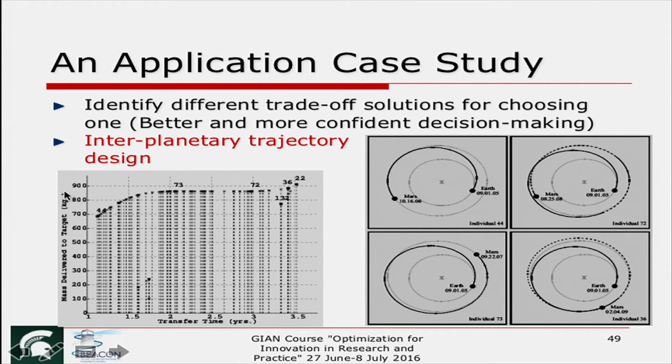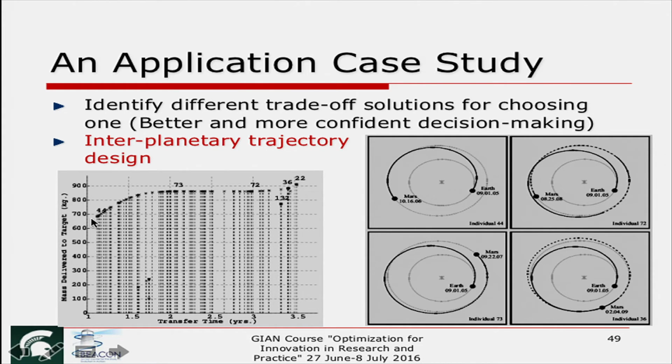Looks like there's a trade-off. So they used our NSGA method and found this Pareto front. Let's take this solution 44. Okay, you start on a certain date on Earth and you reach Mars on a certain date after a year. So it's 1 year, some months, 1 or 2 months. And this is the trajectory. And you take about 700 kilos of mass delivered there.